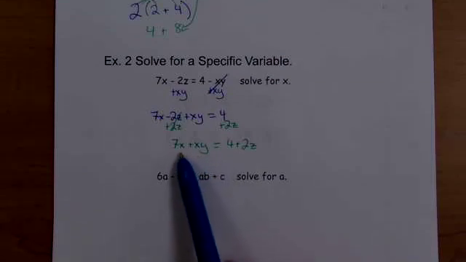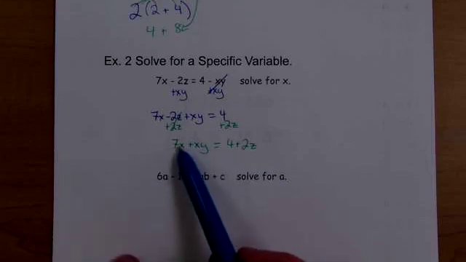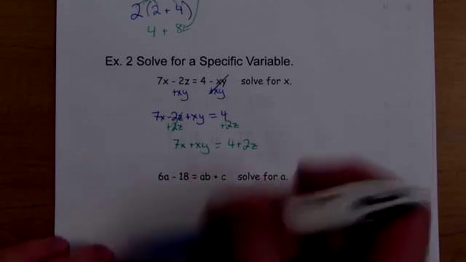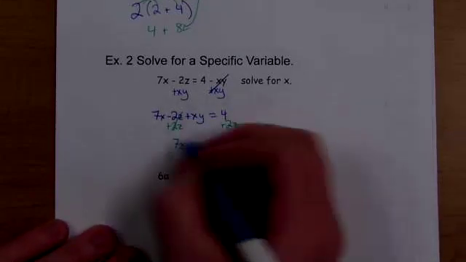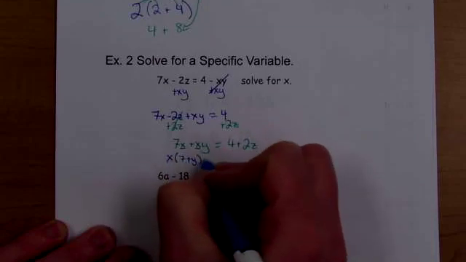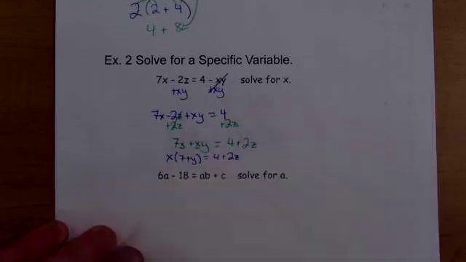Well, I could try to subtract 7x. Well, then I got, wait, move it. This is where now, as we can see, both of these have an x in it. We got to factor out that x. So we're going to factor out the x. So we have x times 7 plus y equals 4 plus 2z.